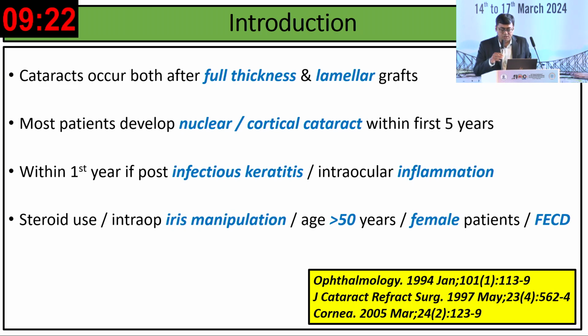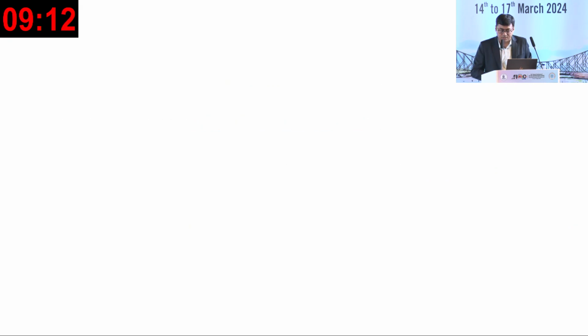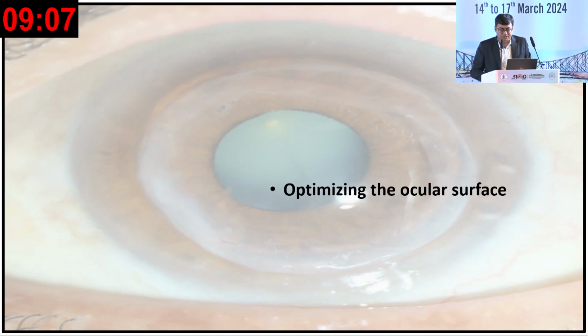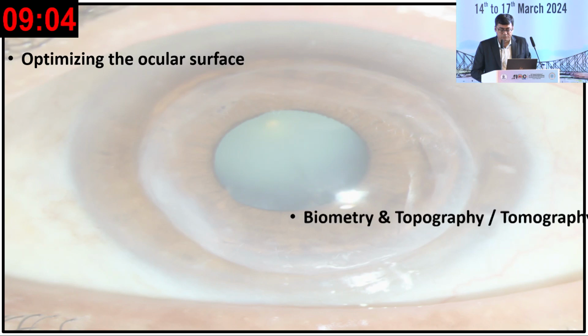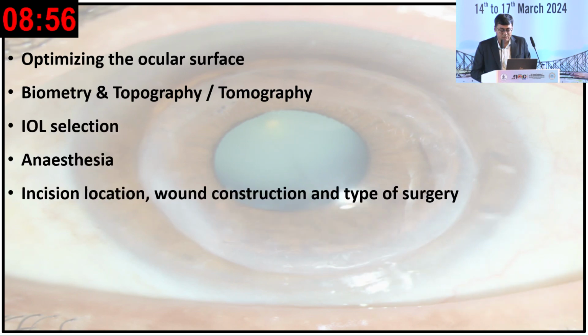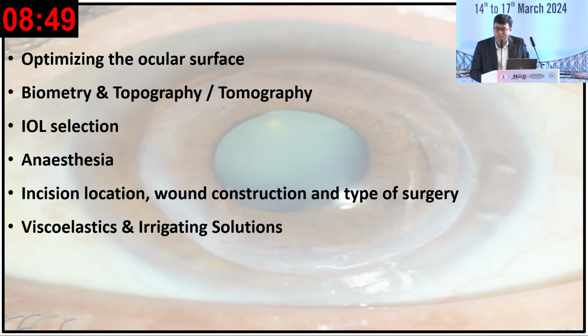So basically prolonged steroid use, intraoperative iris manipulation, age more than 50 years, female patients and patients with Fuchs dystrophy are at more risk of developing cataracts after keratoplasty. So we'll deal with these points one by one. One is the timing of the surgery, then optimizing the surface before the surgery, the role of biometry and topography or tomography, selection of IOL, anesthesia, the location of the incision, the construction of the wound, and the type of surgery to remove the cataract, the role of viscoelastics and irrigating solutions, the perioperative management.